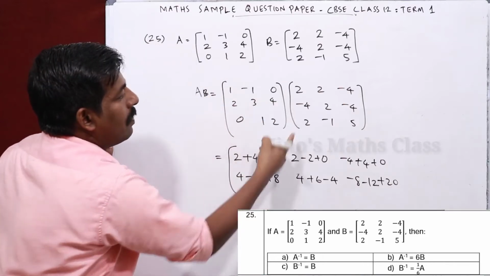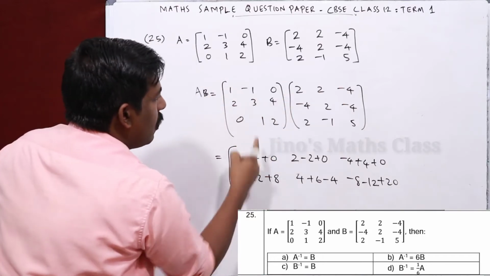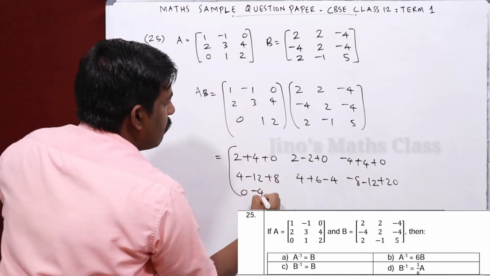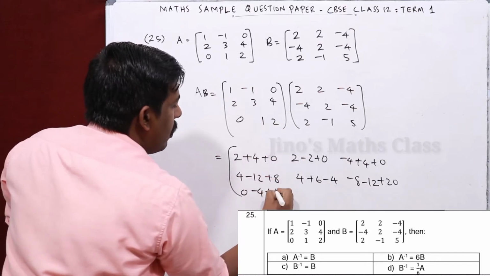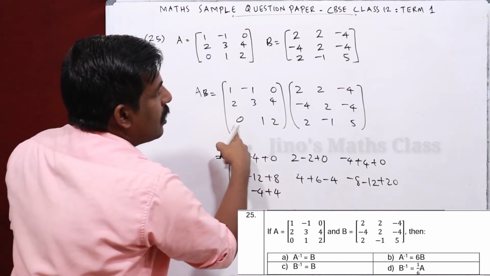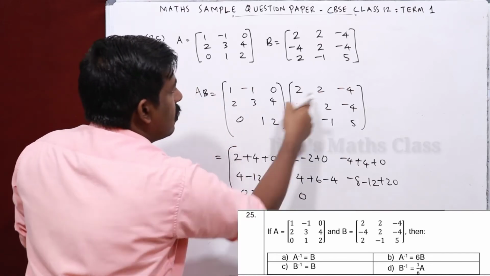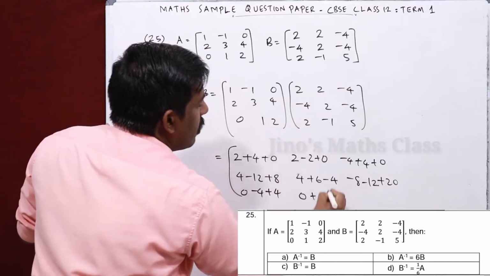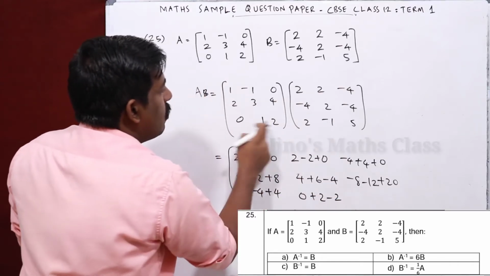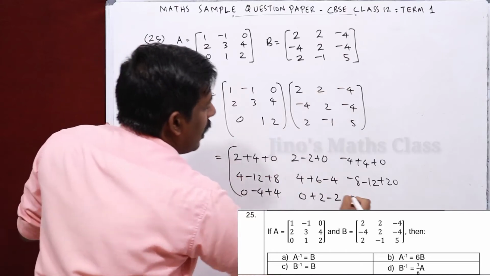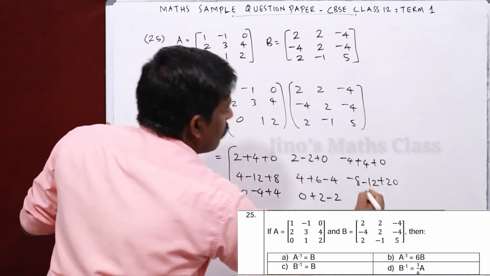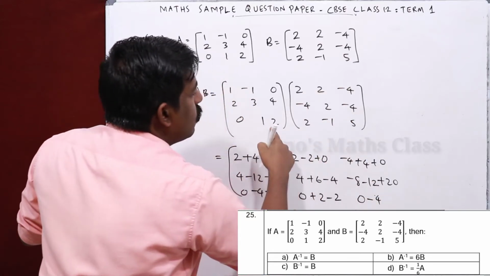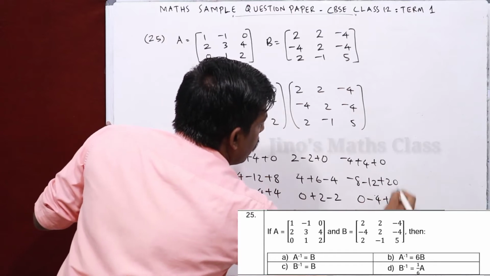Now third row with the first column, 0 into 2, that is 0, 1 into -4 is -4, 2 into 2, that is +4. And next third row with the second column, so here 0 into 2, that is 0, 1 into 2, that is 2, 2 into -1, that is -2. Now third row with the third column, it is 0, and then 1 into -4 is -4, then 2 into 5, that is +10.